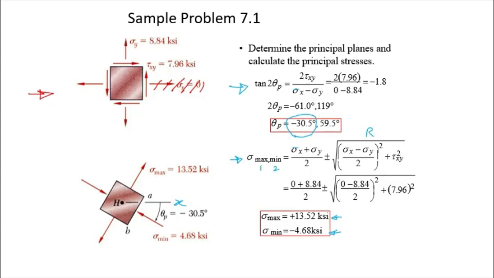The best is for you to test by using the general equation that we had, which is sigma x prime. Okay, so we have sigma x prime is sigma x plus sigma y over 2 plus sigma x minus sigma y over 2 cos 2 theta, and so on until the end. Use this equation with theta equal to minus 30.5, and then we can get to know whether on this plane here it is going to be the smallest, minimum, or the largest, maximum normal stress, right?